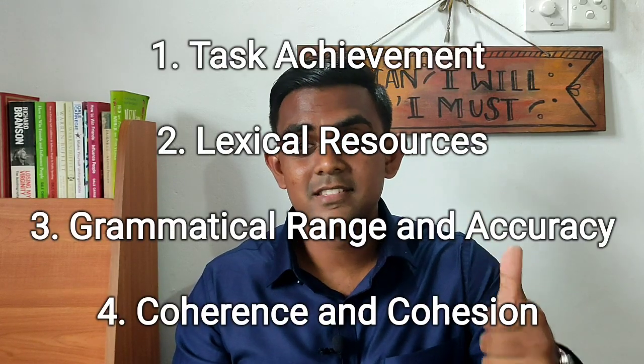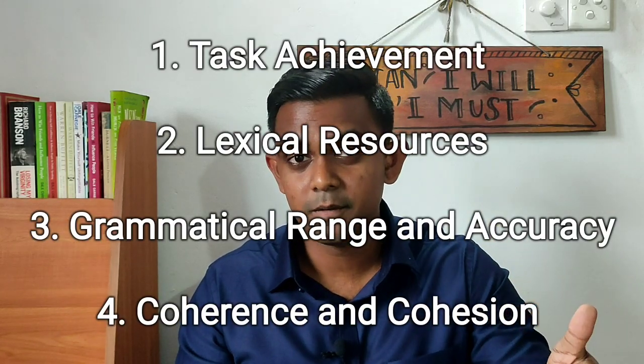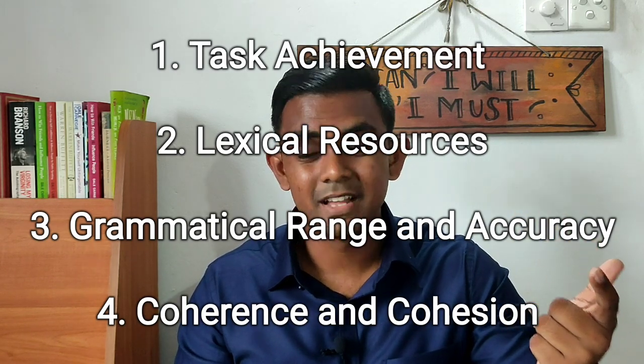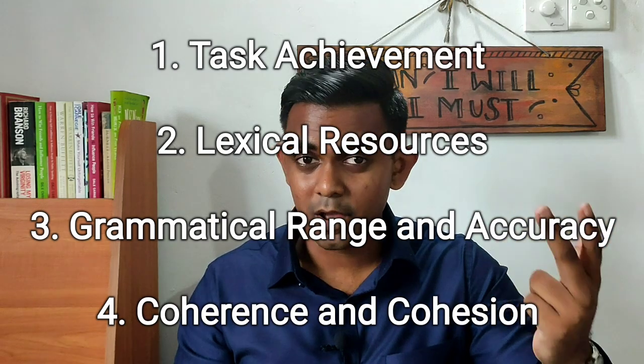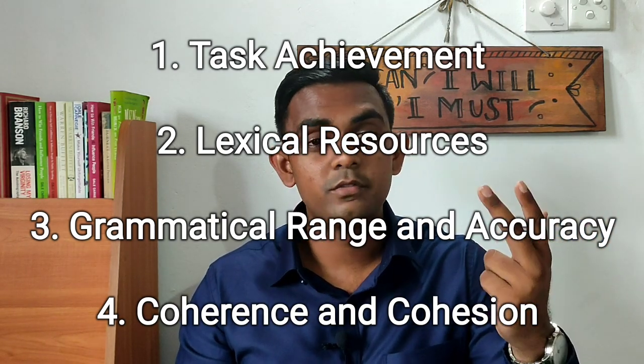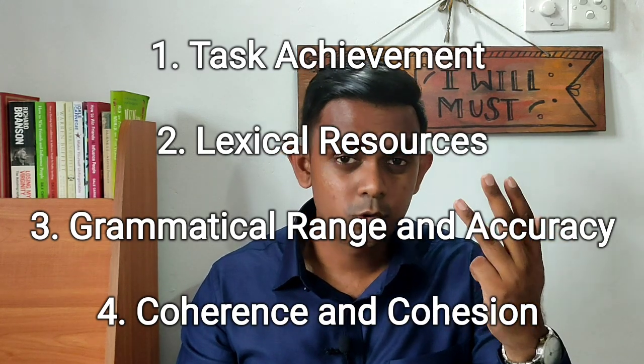Now, very similar to writing task 2, we have 4 criteria that will decide whether you're going to get a high band score or not at the IELTS exam. You have task achievement, that is the first marking criteria. Then you have lexical resources, that's the second. Then you have grammatical range and accuracy. And finally, you have coherence and cohesion.